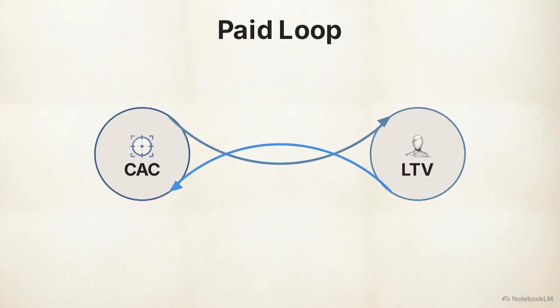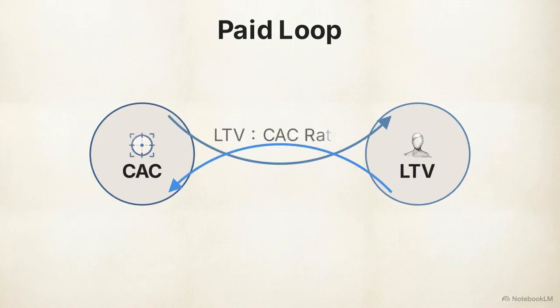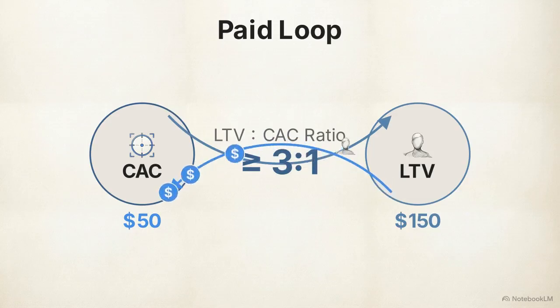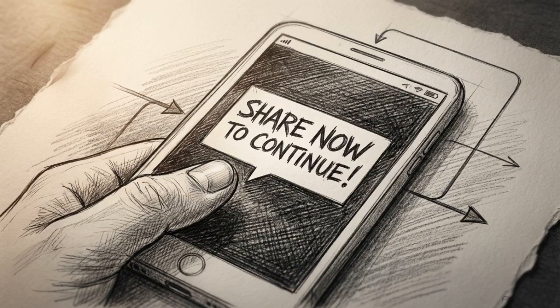The third model is the paid loop. Revenue generated by acquired users is systematically reinvested to purchase more ads, funding further acquisition. To prevent collapse, the LTV to CAC ratio must be maintained. Lifetime value must be at least 3 times the acquisition cost. The universal law governing all 3 loops is behavioral alignment. They only function when they align with natural user behaviors, rather than forced artificial sharing comps.